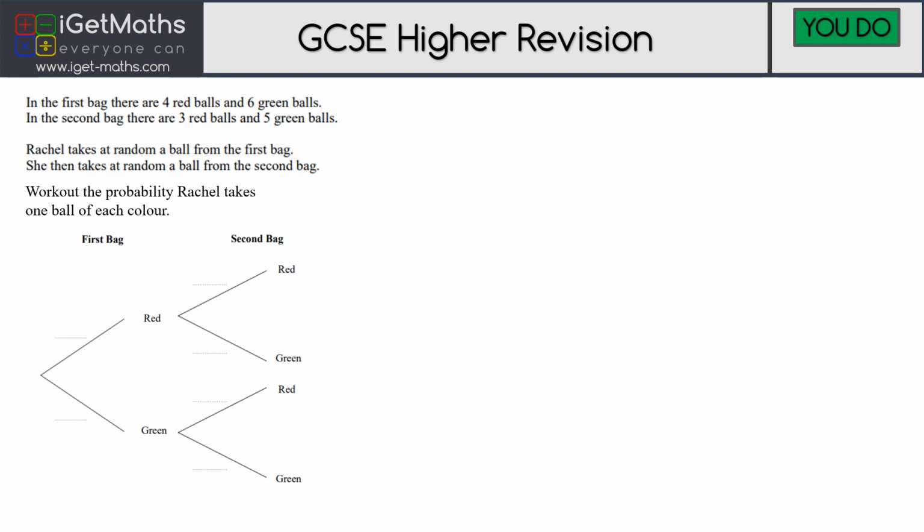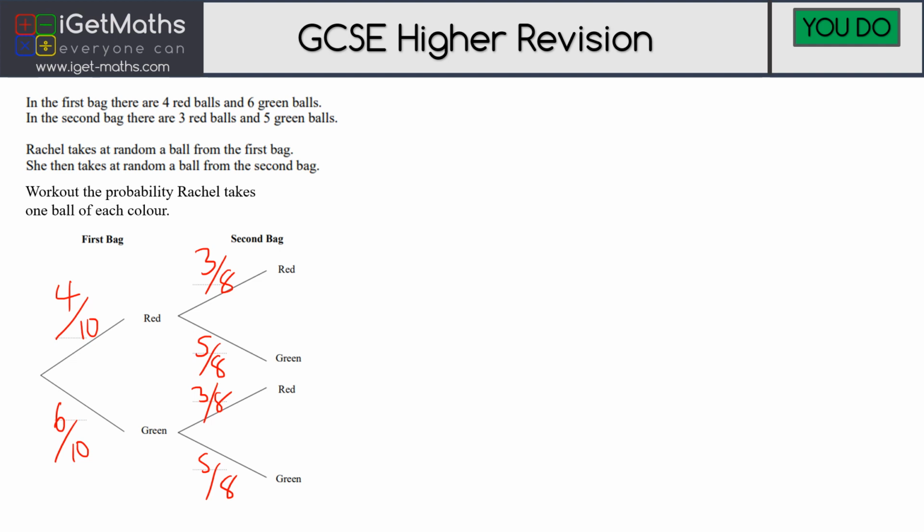So the red bag is, sorry, not the red bag. In the first bag, you've got red, which is 4 out of a total of 4 plus 6, which is 10. And then the green is 6 out of 10. The second bag has got 3 red out of 3 plus 5, so that's going to be 3 out of 8. And then the green option of the ball is 5 out of 8. And then again, for red, you're going to still have 3 out of 8. And then for green, you're going to have 5 out of 8. We're looking for Rachel taking out 1 ball of each color.